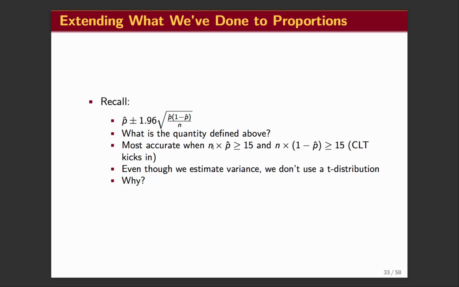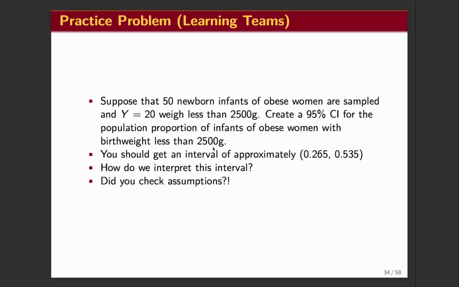And this is true, and we'll get more into this over the course of the semester, if you're trying to identify something or you're looking at something that is rare, you often are going to need a much larger population or sample size for your assumptions for your test to kick in.